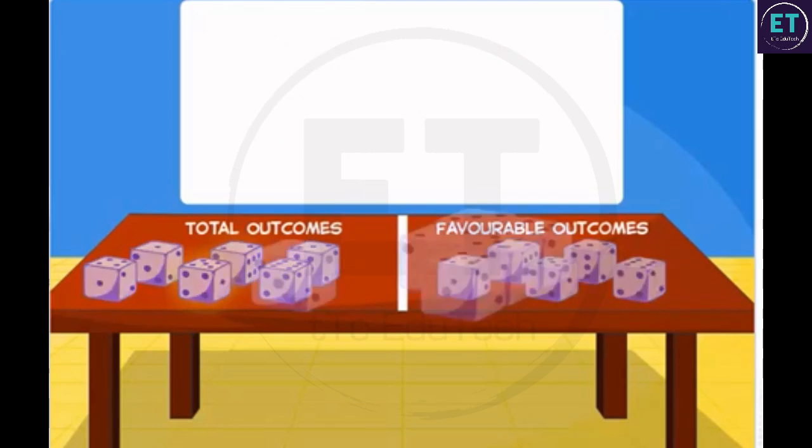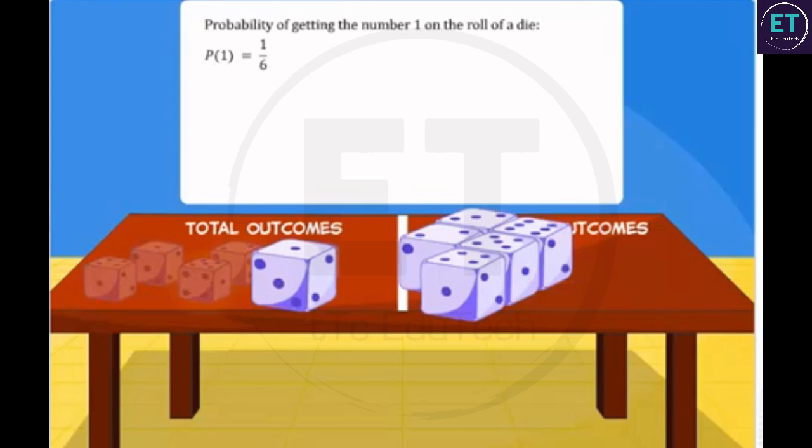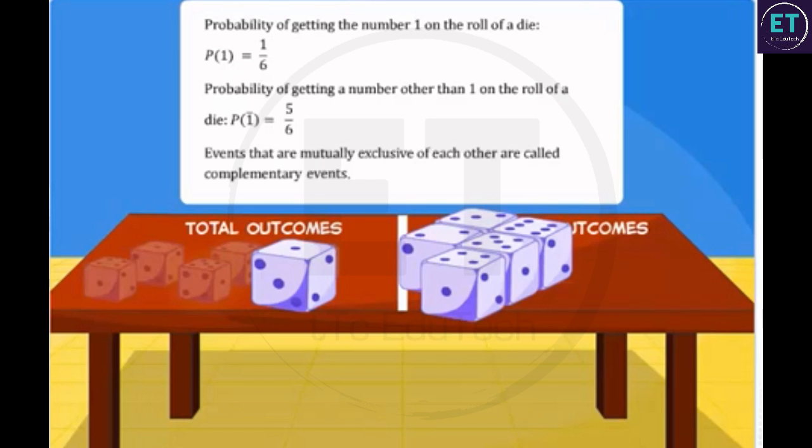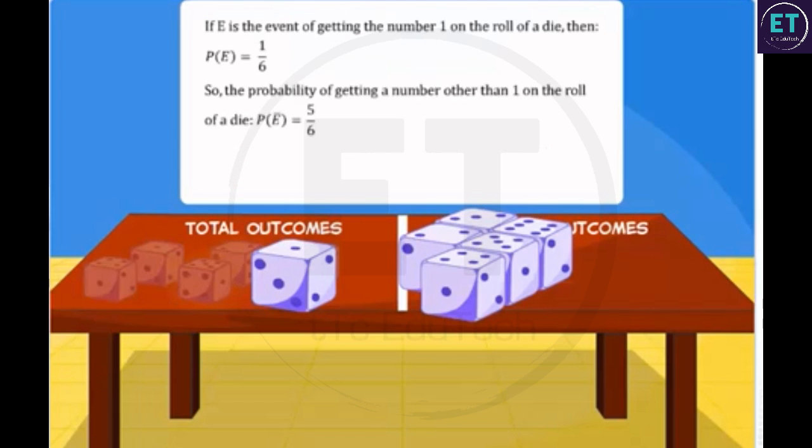Now, let us compare the probabilities of the last two events. Note that you cannot get 1 and a number other than 1 at the same time when you roll a die. The two events 1 and 1 bar shown here are mutually exclusive. That is, the events can only happen in the absence of each other. Such events are called complementary events. The sum of the probabilities of two complementary events is always equal to 1.